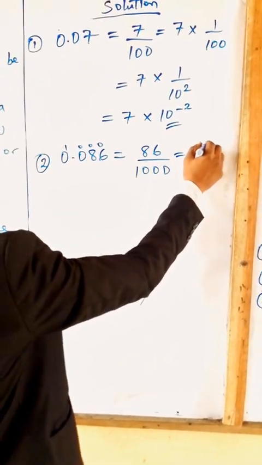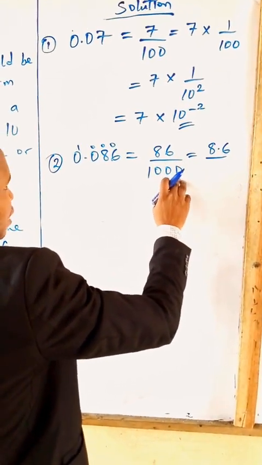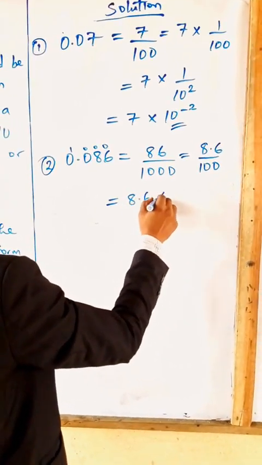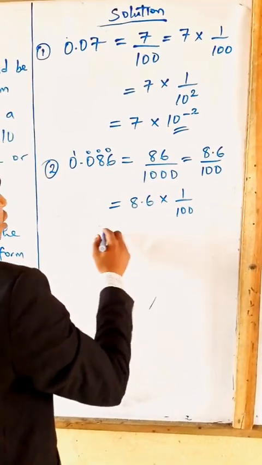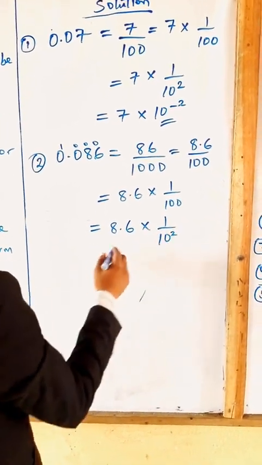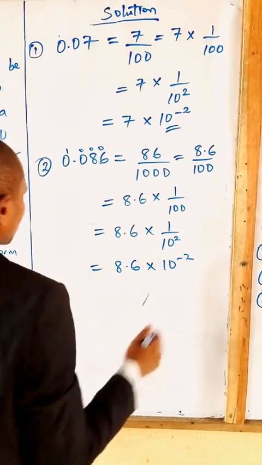So by the time we put the decimal point here and have 8.6, we are going to remove 1 zero from here, which will be 100. So we are going to have 8.6 times 1 over 100, which is also equivalent to 8.6 times 1 over 10 raised to power 2. Then we are going to have 8.6 times 10 raised to power minus 2.